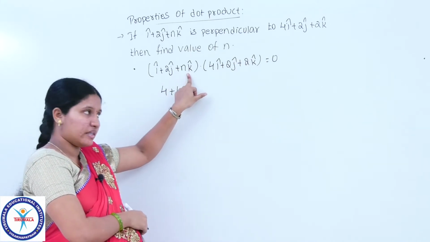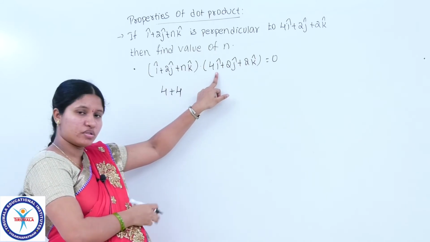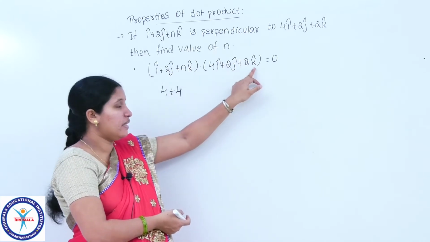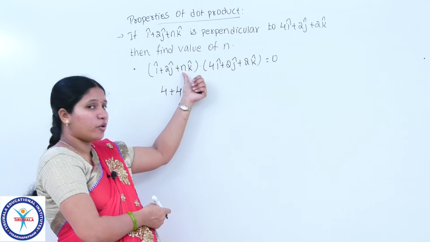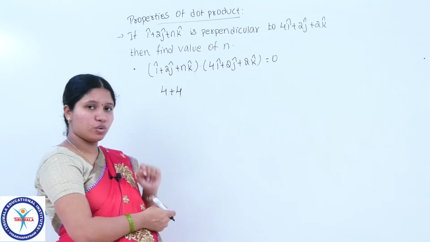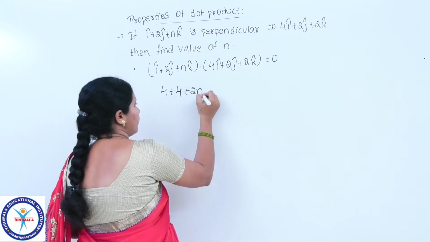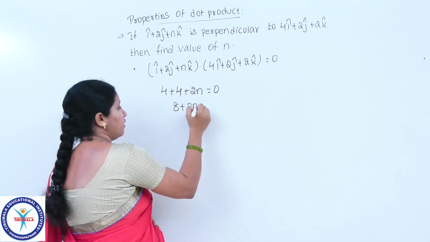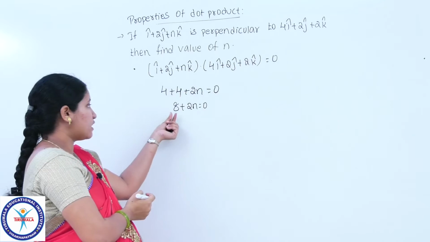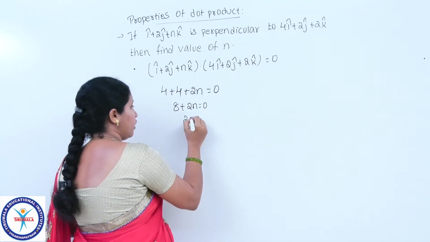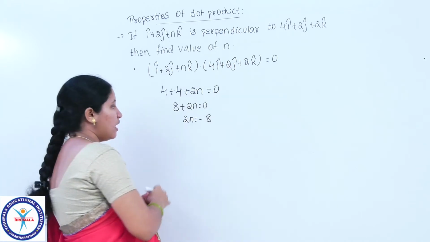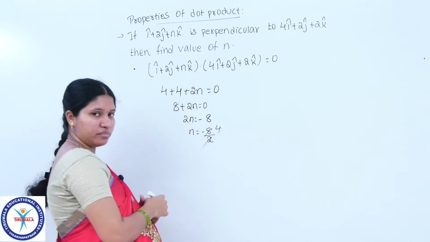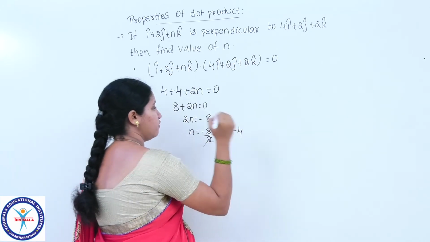Now coming to the third term, k dot i is 0, so the term will be 0, and k dot j is also 0. Coming to k dot k, we get the product of its coefficients, that is n into 2, nothing but 2n. So the sum, 4 plus 4 is 8, plus 2n, is equal to 0. So transpose 8 to the RHS, we get 2n is equal to minus 8 and n is equal to minus 8 by 2. And 2 cancels 8 four times. So we get the value of n as minus 4.